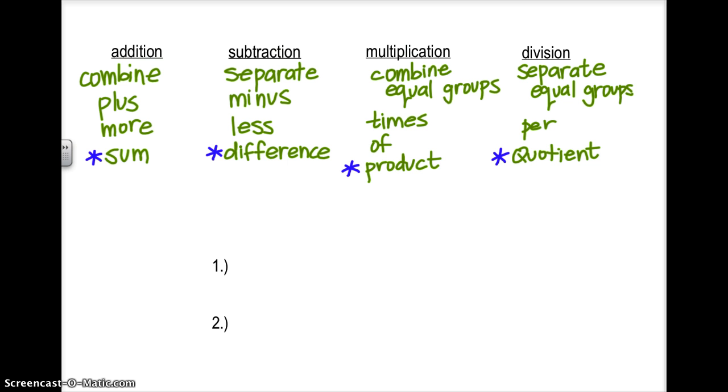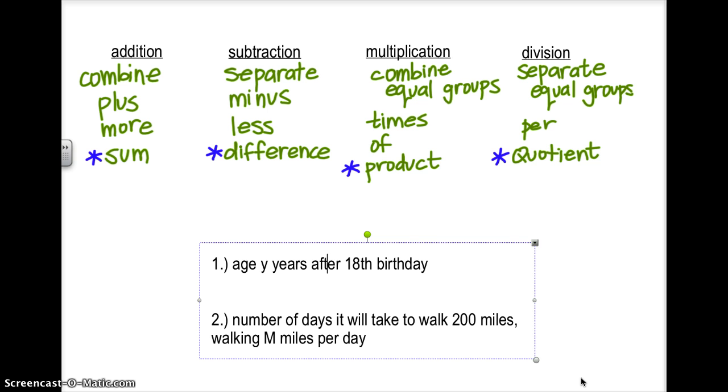Okay? Couple examples real quick. Okay, so 2 quick examples. Age Y years after your 18th birthday. Okay, so the variable you're going to use is Y. And you see the word after. That means how many years more after you've turned 18. Okay, so you're going to take 18 and your age will be that plus whatever Y is. 7 years after you should be 25.